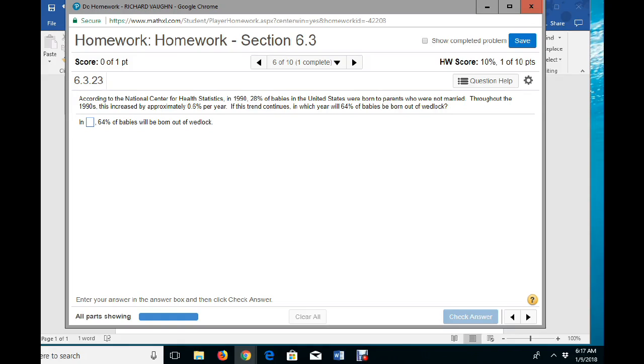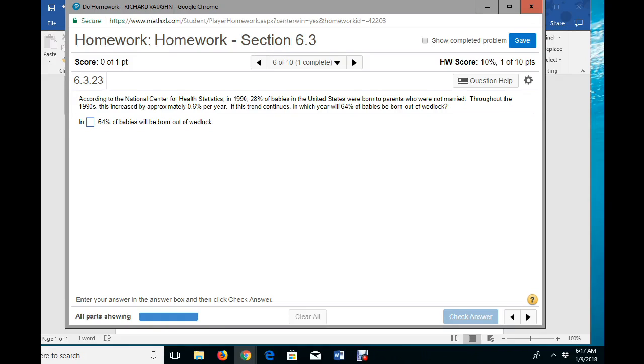All right, so let's see. I could sit here and take something like this, 64% minus 28%, and get the difference between those. So 64% minus 28%. I'll first subtract 20%. That gets me to 44%. And then another 8% after that gets me to 36%. Okay, so we have a net increase of 36%.